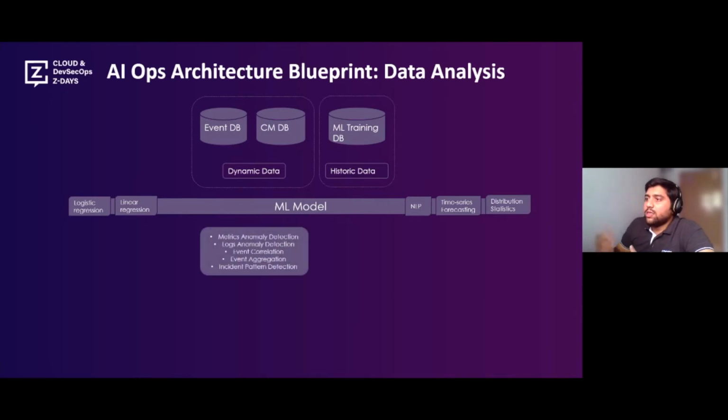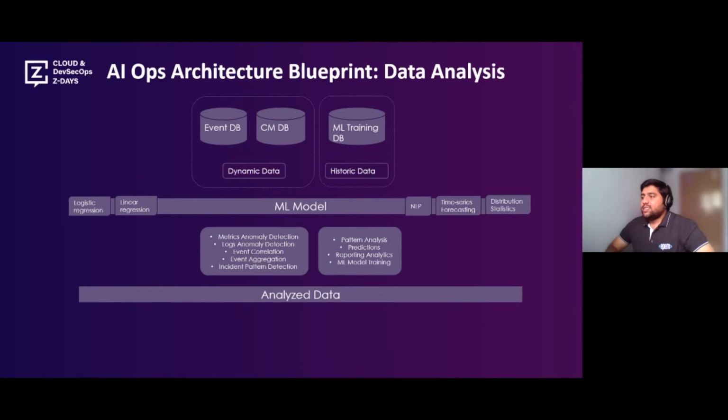We use these algorithms, and on top of the dynamic data, we perform certain actions like detecting anomalies in the metrics, detecting anomalies in the logs, correlating between different events in the system, aggregation of different events, and detecting the pattern for an incident. On top of the historic data, pattern analysis, predictions, and reporting analytics will be done, along with the machine learning model training, which will be a scheduled process so that the ML databases are refined and trained.